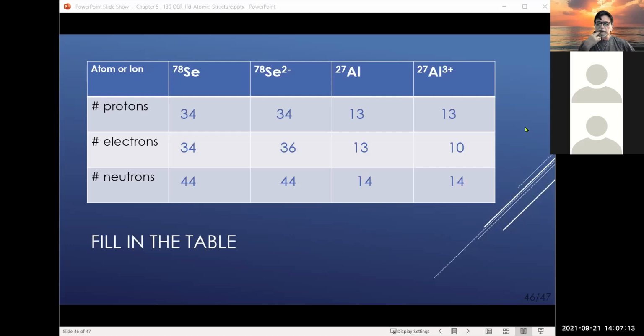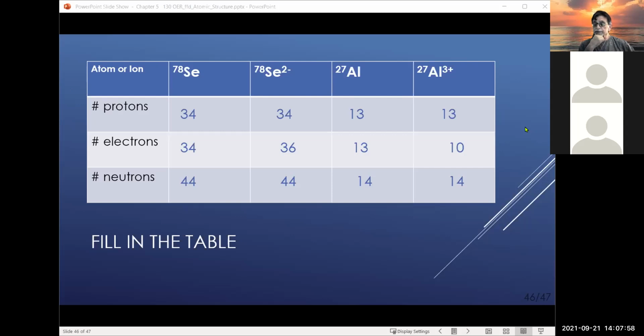All right, number of protons, just look up selenium, it has 34 protons, has 34 electrons, and then given the mass number up there of 78 in the first column, we can calculate the number of neutrons, okay? Second column is still selenium, but however, read it carefully, it's got a negative 2 charge. That means it gained 2 electrons. So it still has 34 protons. However, now it gained 2 electrons, so therefore now has 36 electrons. And it still has the same number of neutrons. We didn't change the isotope.